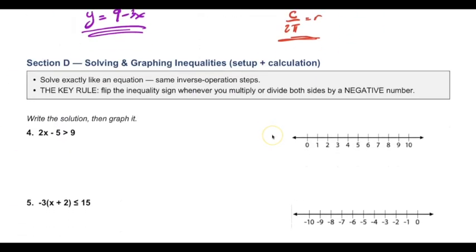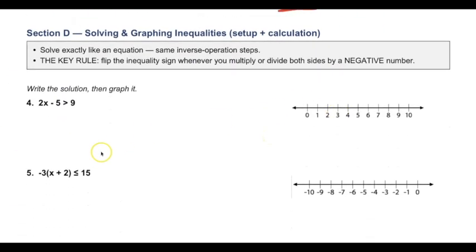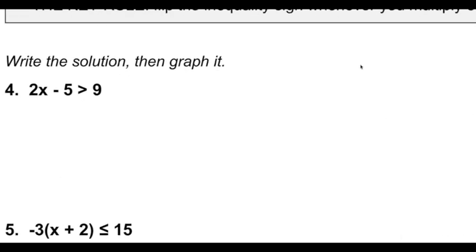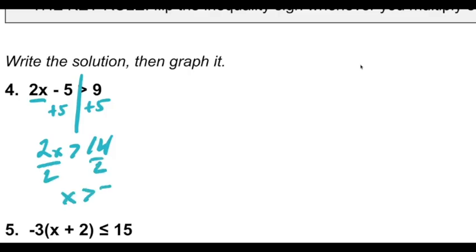Next up, let's solve on a number line. So very similar to solving the linear equation, but now we got to graph it afterwards. The one thing we got to remember, you flip an inequality sign whenever you multiply or divide by a negative number. Other than that, you treat it pretty much like normal. So this first one here, let's try to get that x by itself. I'm going to add 5 to both sides and get 2x is greater than 14. Then we divide by 2, and we get x is greater than 7.